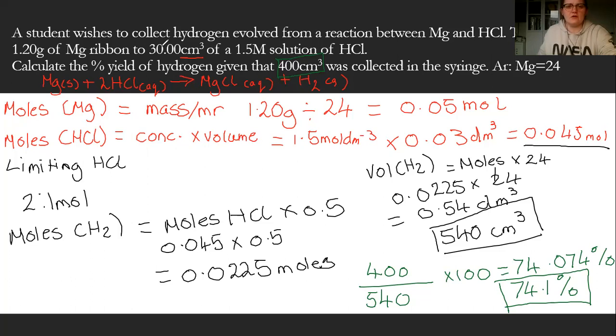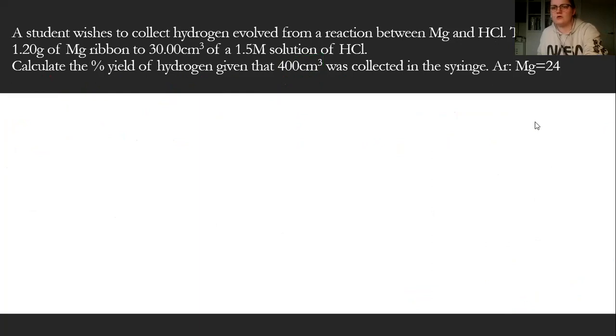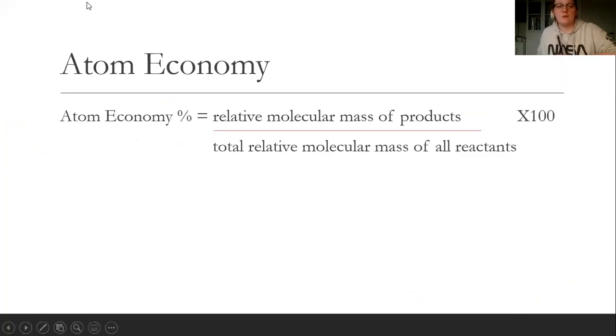So let's have a look now at atom economy. Atom economy is this equation. It's quite a nice equation. So atom economy is a percentage again, and it's the relative molecular mass of our products divided by our total relative molecular mass of all reactants. Now, it's the relative molecular mass of our desired products, divided by our total relative molecular mass of all reactants, then times by 100.